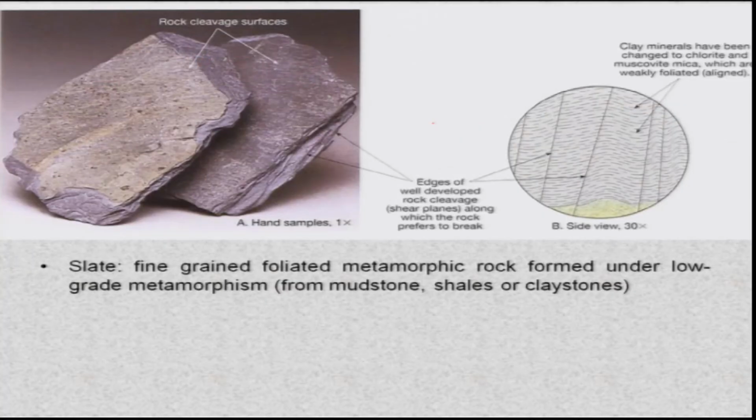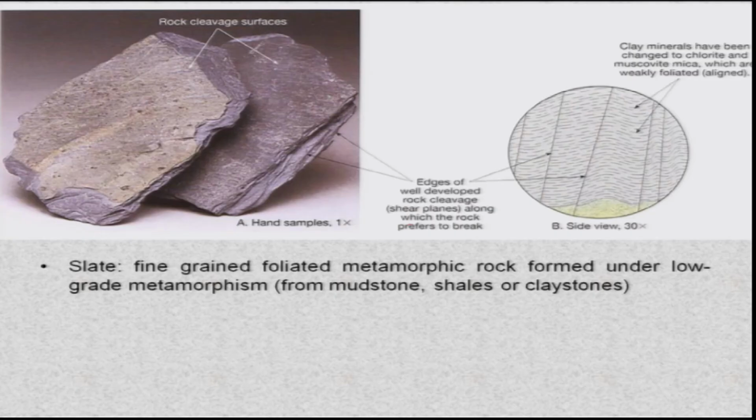And another example of the slate, if you look at it in the close-up, you will find the edges have very typical cleavage, along which the rock prefers to break. They have a lot of multiple cleavage. So this is a typical characteristic of slate.